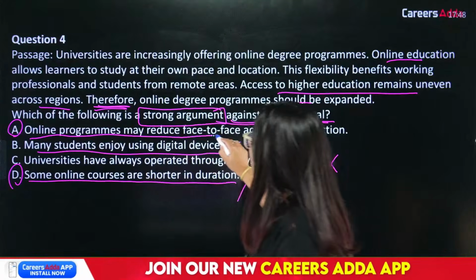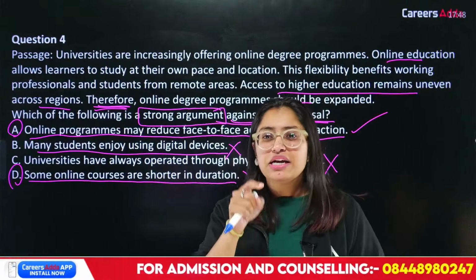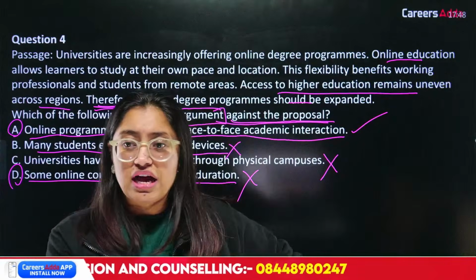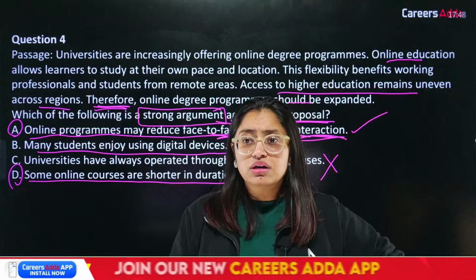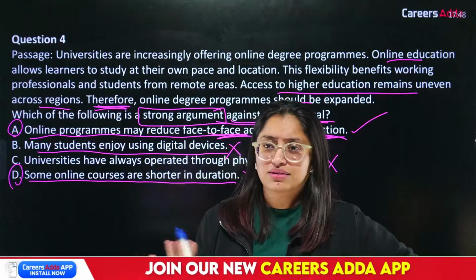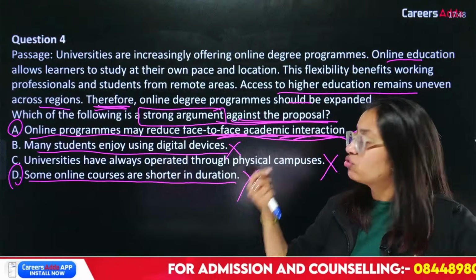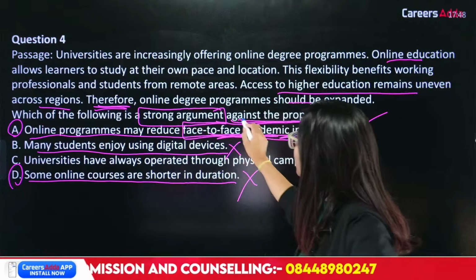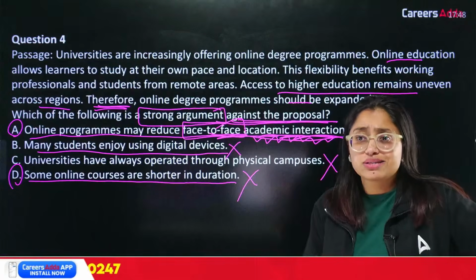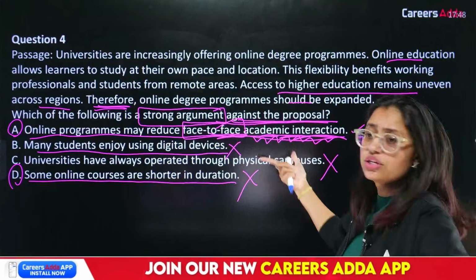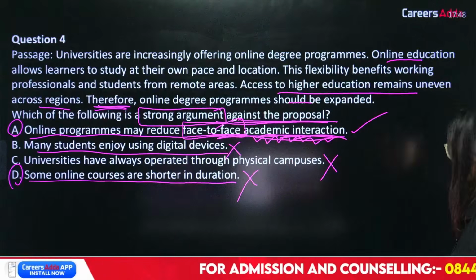Online programs may reduce face-to-face academic interaction. Very strong. Sir, if you increase the online programs, it is going to reduce the face-to-face academic interaction. So, please do not do this. So, what am I doing? I'm going against the proposal. Is the argument strong? Absolutely. We are saying that the quality of education which is going to be there is questionable because it is going to reduce the face-to-face academic interaction. So, that is a strong argument, right? Cool, everybody. Very good.